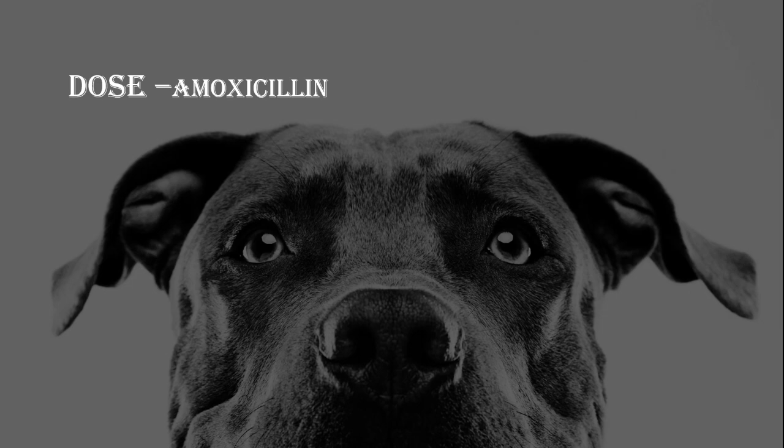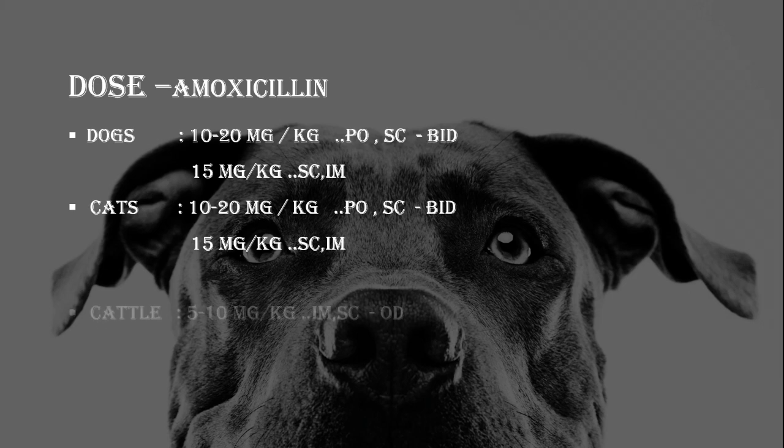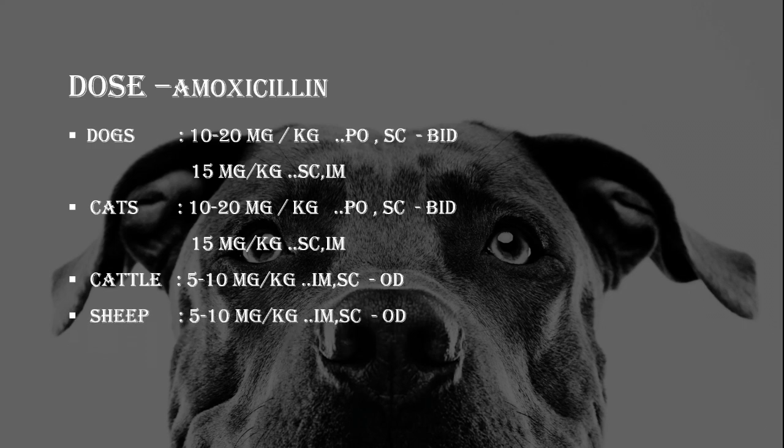The doses used in the case of amoxicillin alone are, in dogs, 10 to 20 mg per kilogram by peroral or subcut route. In case of IM route, it is given at the dose rate of 15 mg per kilogram. The same dose is followed in cats. In cattle, it is given at the dose rate of 5 to 10 mg per kilogram. In sheep and goat, also 5 to 10 mg per kilogram is given. In poultry, 10 to 20 mg per kilogram is given as the dose rate, and it is used by the peroral route in drinking water.